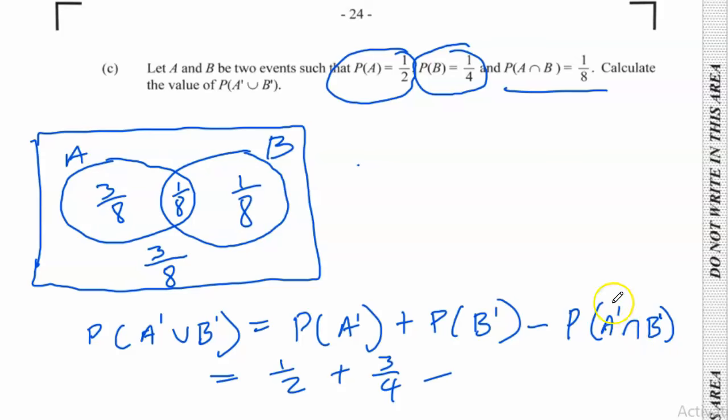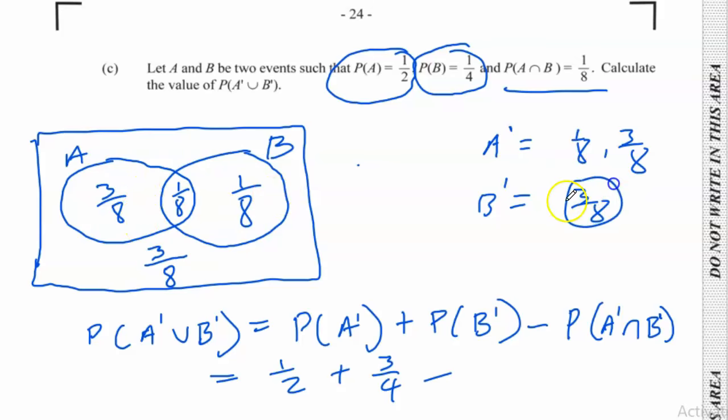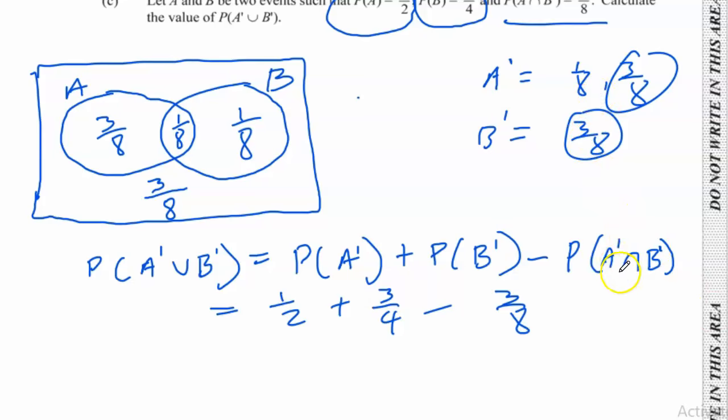Minus, no, this one is a tricky one now. A complement intersect B complement. If you look at A complement, we have 1/8 and 3/8. If you look at B complement, it's just 3/8. Alright, so it's really just 3/8. Intersection is what both of them contain. So this would be 3/8. Remember, intersection would be what is common to both sets, right? What is common to A complement and B complement is 3/8.